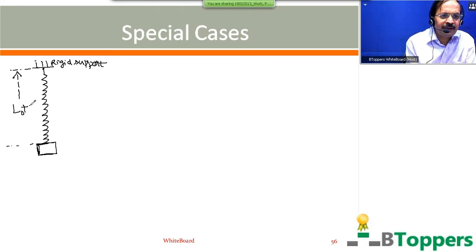But here the spring is stretched by some distance, denoted by x subscript e. That means x subscript e represents the elongation of the spring in the original equilibrium position of the block. Or you can write x1, otherwise x subscript e or x1.